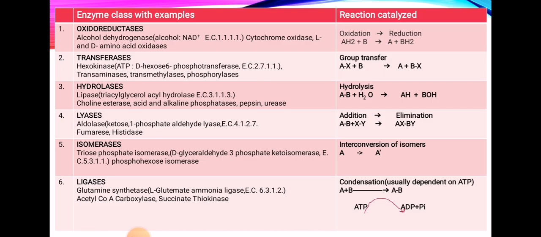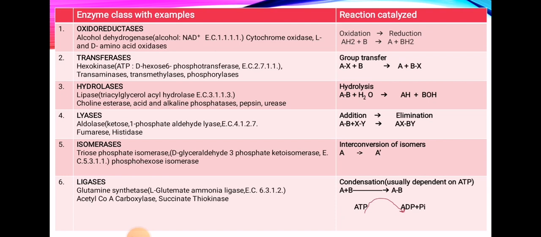Here are some enzyme classes with examples and their reactions catalyzed. Here I give 6 enzyme classes: oxidoreductases, transferases, hydrolases, lyases, isomerases, and ligases. As you all know, for oxidoreductases the examples are alcohol dehydrogenase, cytochrome oxidase, and amino acid oxidase. What is the main function of these enzymes? Oxidoreductases take over oxidation to reduction and reduction to oxidation.